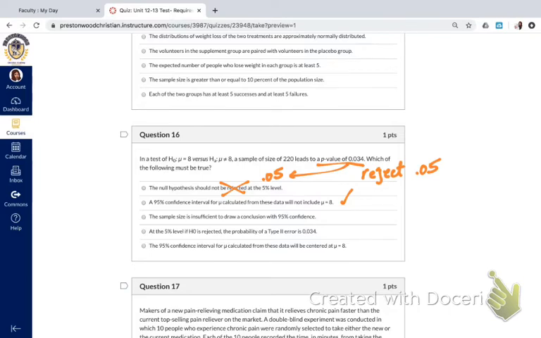The sample size is insufficient. Well, it's 220, which is greater than 30. So it is sufficient to draw that.